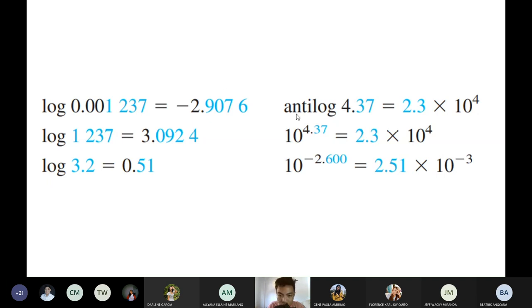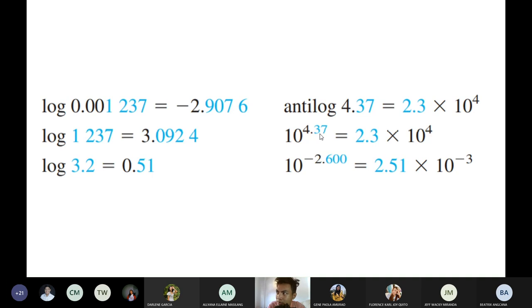However, if you are doing anti-log, your mantissa will be the basis. So for example, anti-log 4.37, I have two significant figures in my mantissa. Therefore, my final answer should be written in two sig figs. Okay, so here's another example. This is the antilog of 4.37.